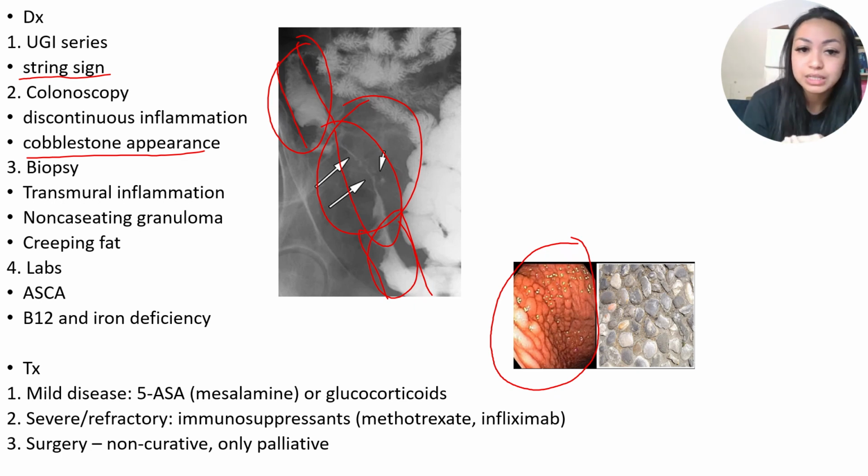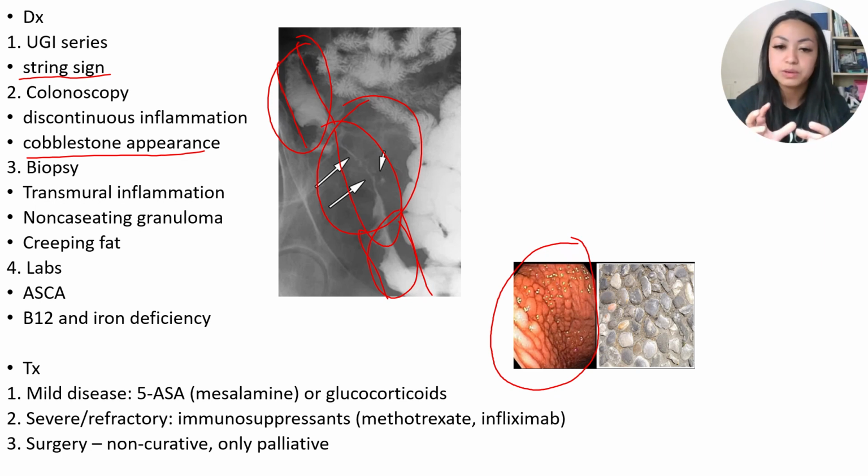And the last one is creeping fat. So creeping fat, basically fat that kind of migrates in the areas of inflammation. So these areas of inflammation are going to be covered in mesenteric fat. And this mesenteric fat kind of migrates to that area where there's inflammation. Okay, so that's for the biopsy. Transmural inflammation, non-caseating granuloma, and creeping fat. Okay.